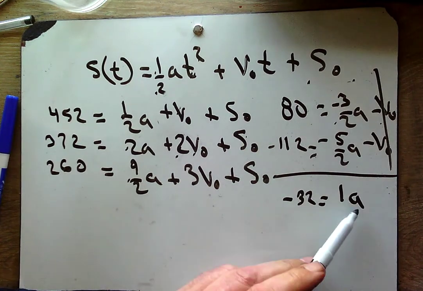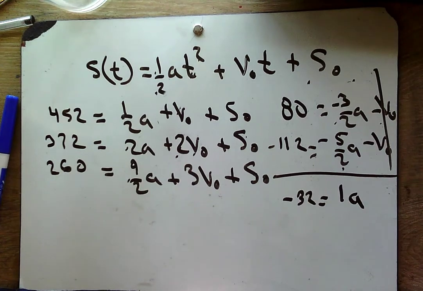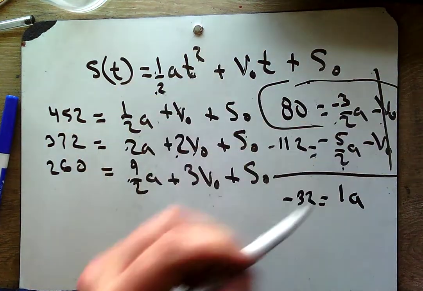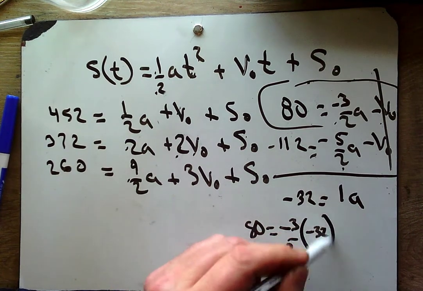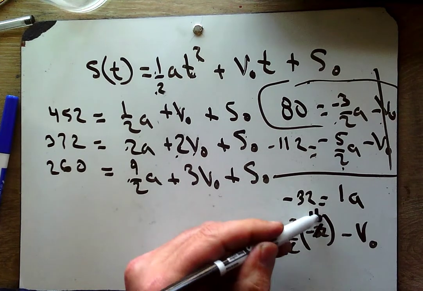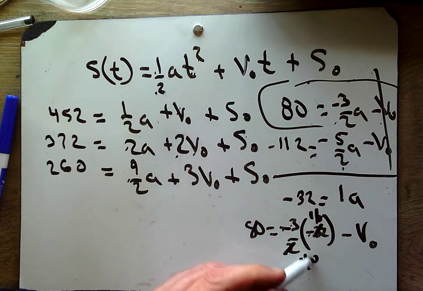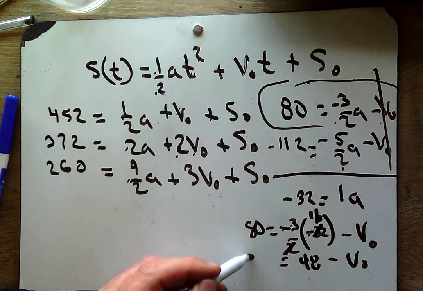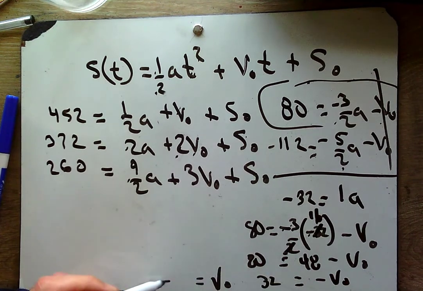So now that I found a, I can plug a back into one of these equations to find v sub o. I'm going to use this top equation. So 80 equals negative 3 halves times negative 32 minus v sub o. Negative times negative is positive. 16 times 3 is 48. And if I subtract 48 from both sides, I end up with negative v sub o equals 32, and v sub o is negative 32.